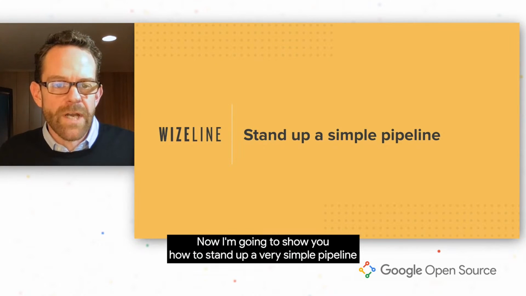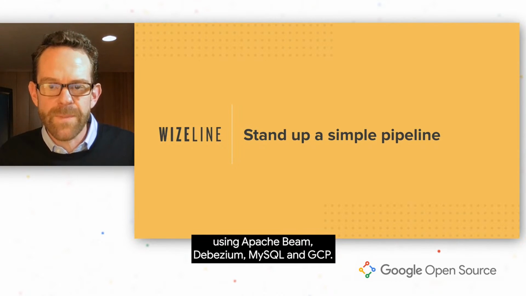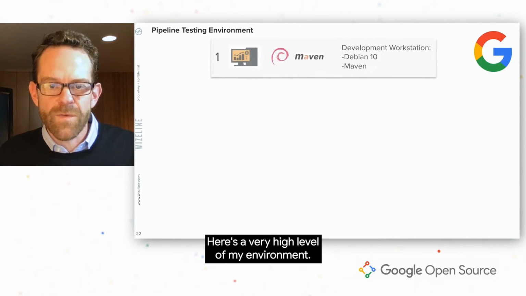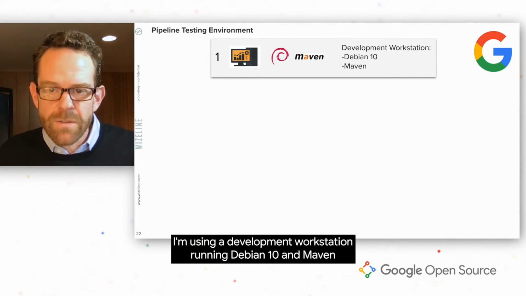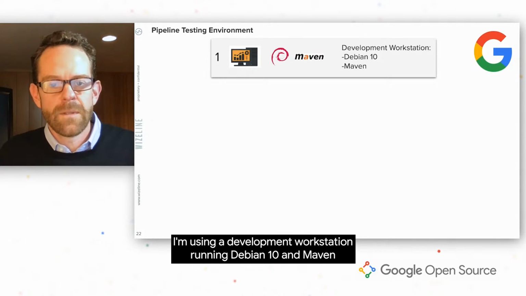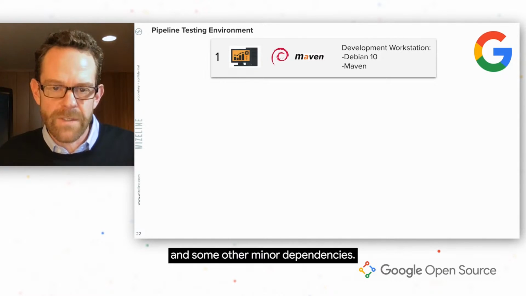Now I'm going to show you how to stand up a very simple pipeline using Apache Beam, Debezium, MySQL, and GCP. Here's a very high level of my environment. I'm using a development workstation running Debian 10 and Maven and some other minor dependencies.